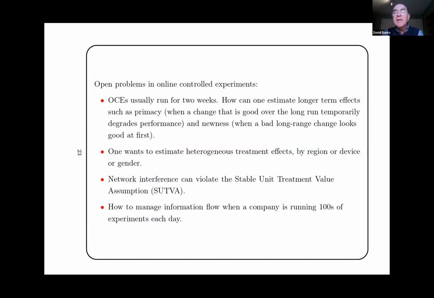We know that network interference can violate the stable unit treatment value assumption in causal inference. So it could be that I see an ad, I tell my wife, she goes out and buys it, and we no longer have this independence of the experimental units. And then how do we manage information flow when a company is running hundreds of experiments each day? And there can be interference between 2 different experiments. I might be involved in 2 different arms of 2 different experiments. And that's going to potentially lead to an interaction, and that could be a problem.